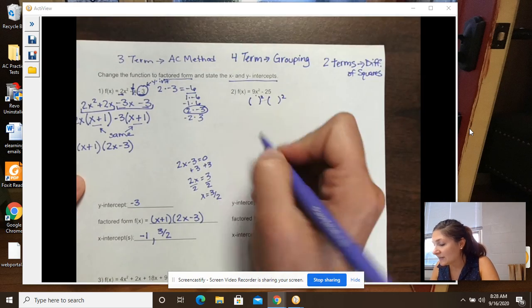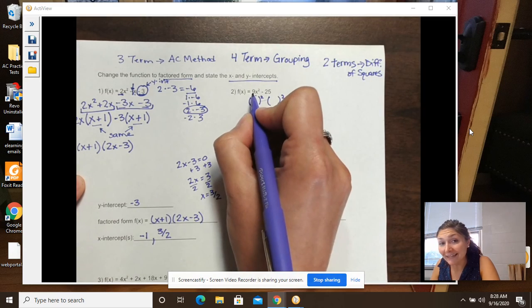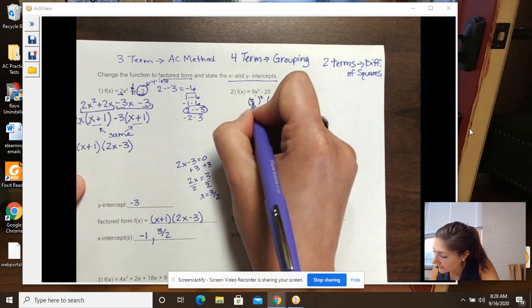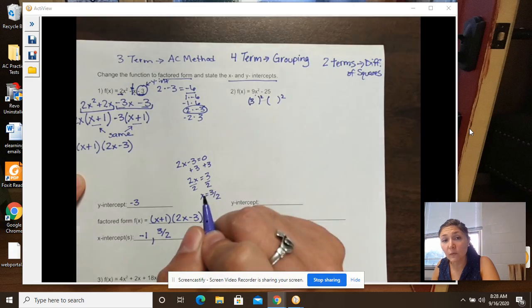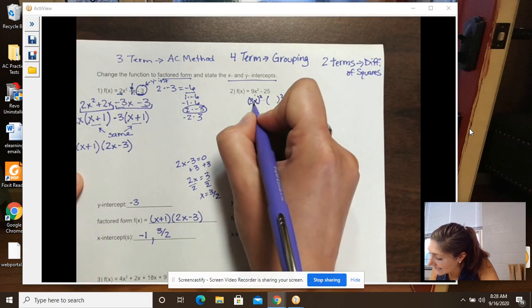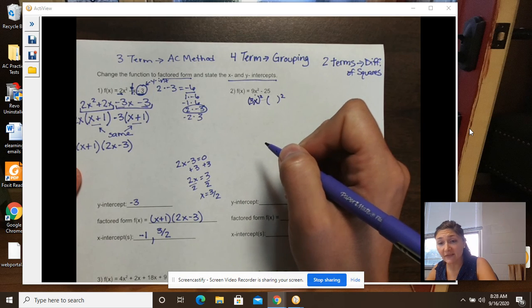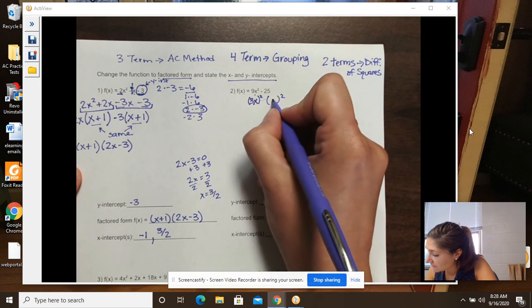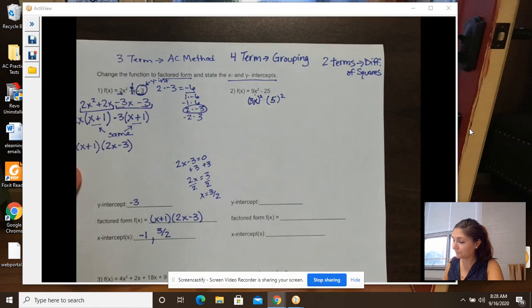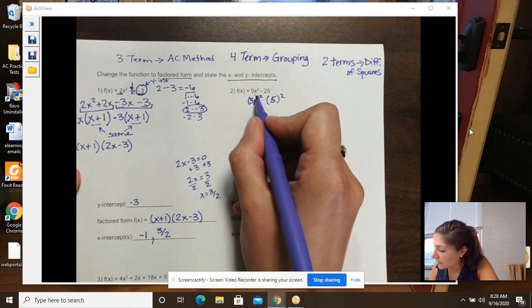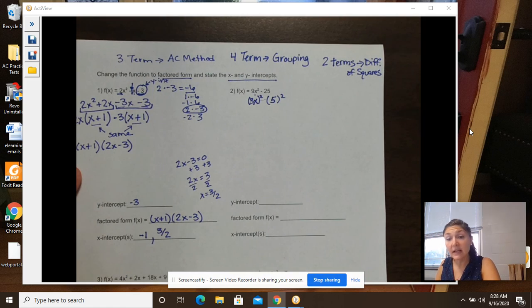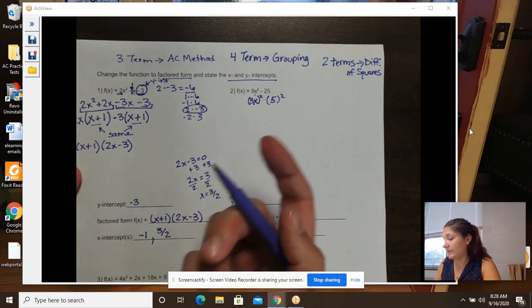So for 9x squared, to get 9, that means I had to square 3. And to get x squared, that means I had to square x. Then we'll look at our second term here, 25. To get 25, I would have to square 5. Once I figured out what I squared to get each of these terms, writing my factors is actually pretty simple.